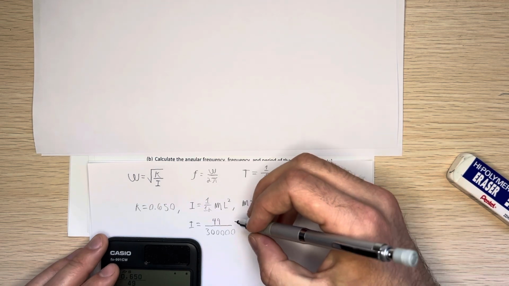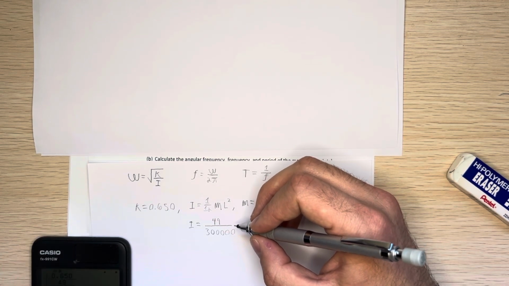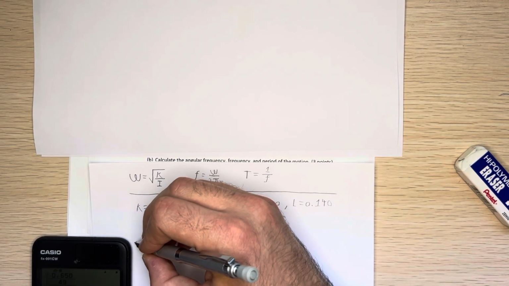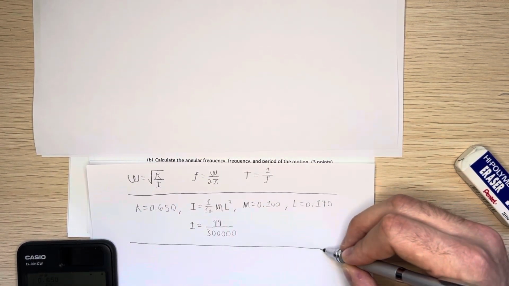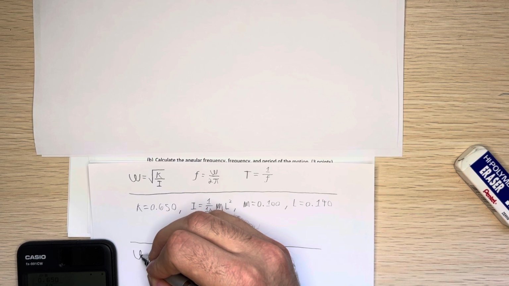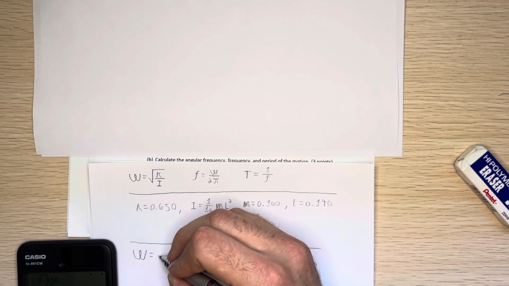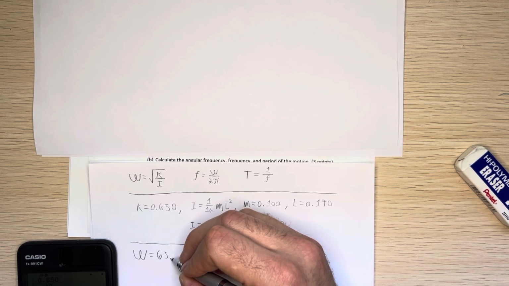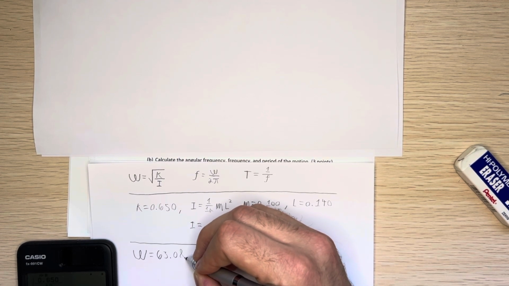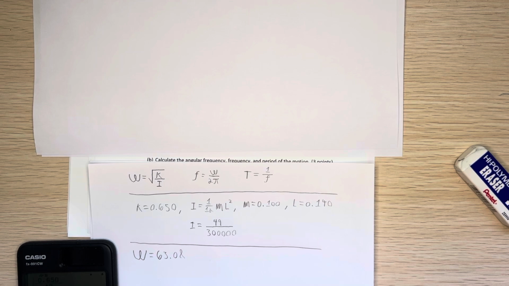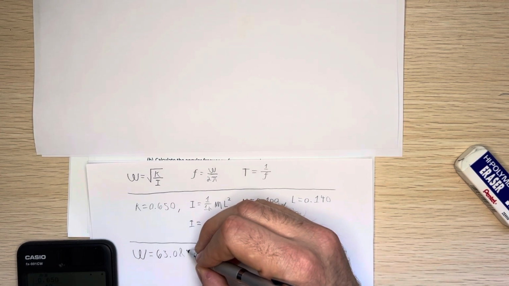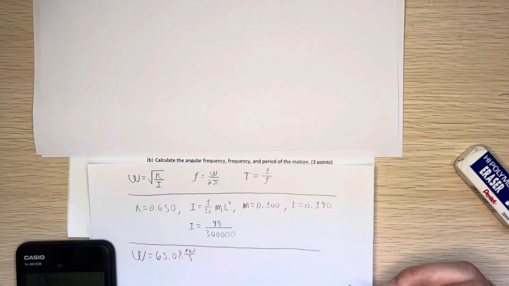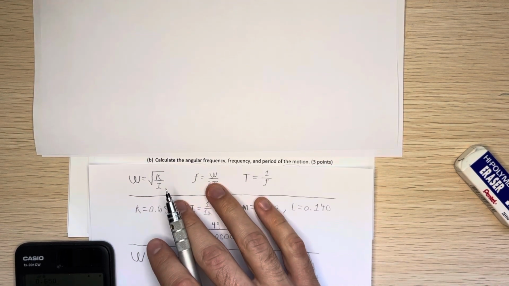Okay, and so that is going to give us omega here, which is equal to 63.08, and we'll round to the second decimal place. And that's going to be radians per second. Okay, so that's our angular frequency.